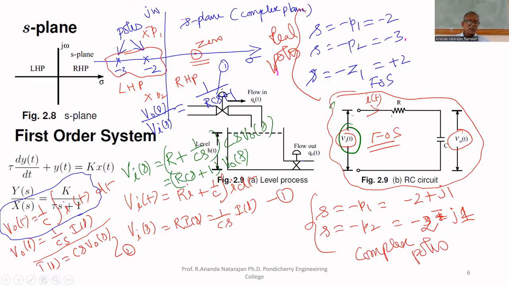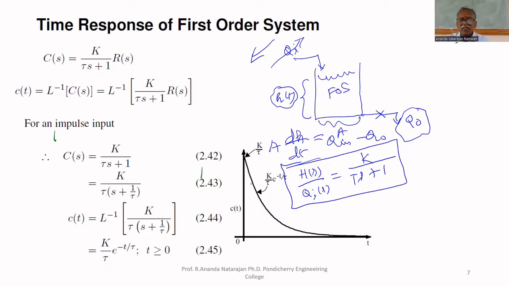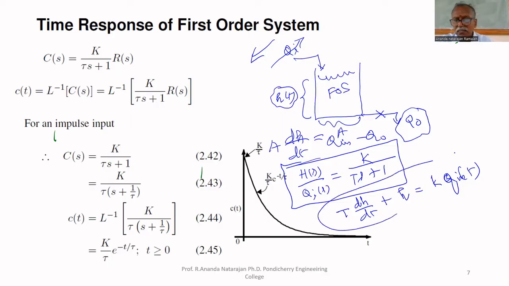So a first order system, if it is in differential equation form, will be represented like this: tau dh by dt plus h equals K times Qin of t. If you find the mathematical model of this tank, you will get it like this.